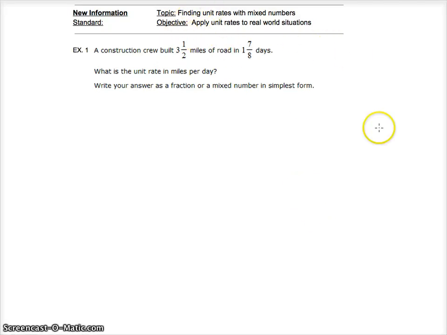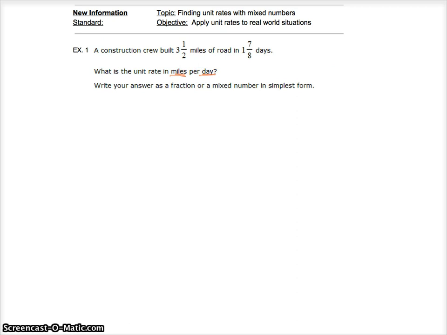So we're going to continue the pattern of using unit rate to solve our problem, but in this case we're going to have mixed numbers instead of fractions or whole numbers with decimals. So let's look at the example. It says a construction crew built 3.5 miles of road in 1 7/8 days. What is the unit rate in miles per day?